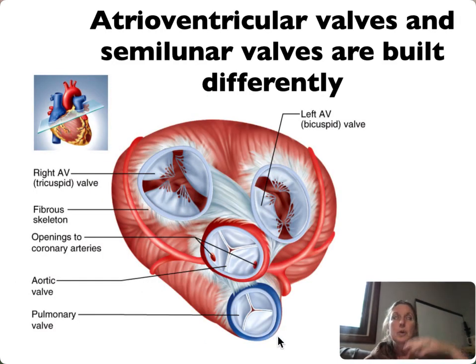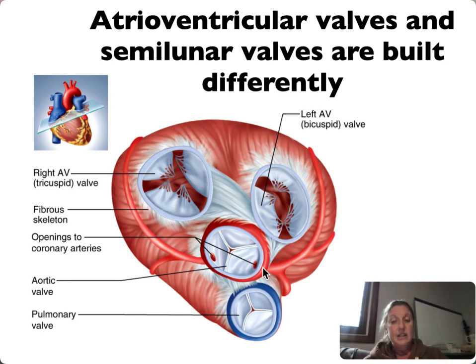Okay, this is a view looking down from above where we've removed the atria so that we can just see where the vessels attach. And here we can see that the AV valves and the semilunar valves are built very differently. These are the 2 atrioventricular valves. This is the one that's called the bicuspid because it has 2 flaps. And remember, it's also called the mitral valve. On the right side, we have the one that's 3 flaps, so the tricuspid.